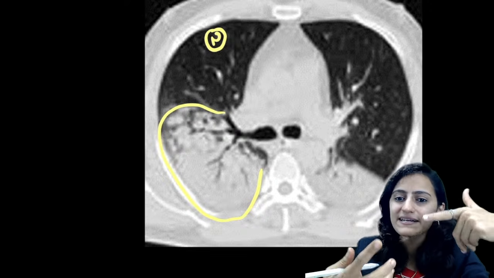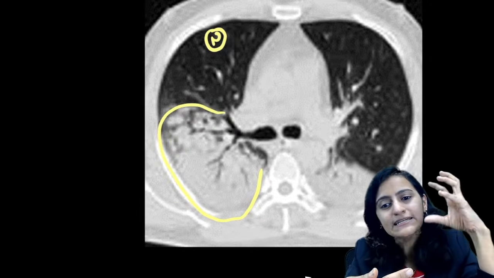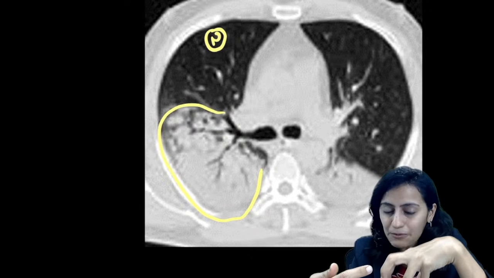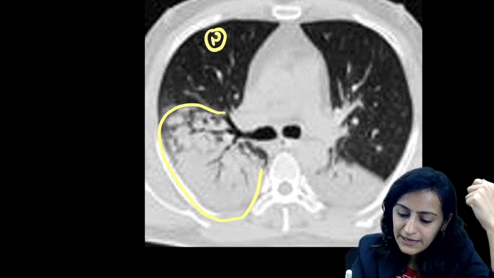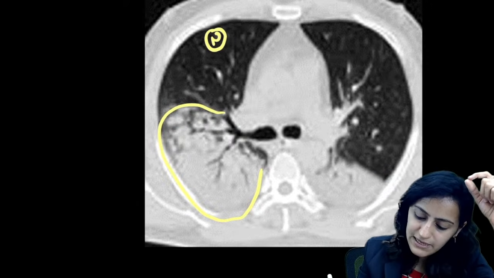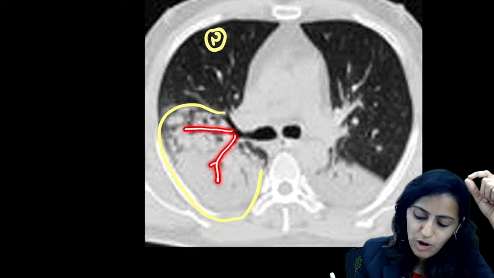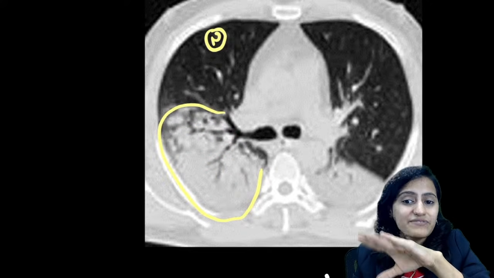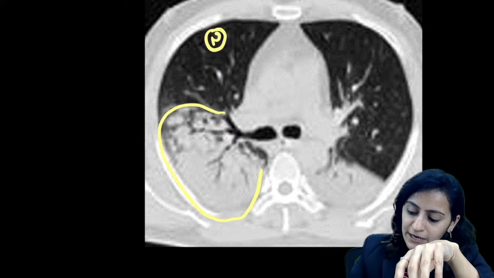Normal lung contains air. Air is black on CT. So normal lung should be black. The white lung is the abnormal lung. Now, what we see through this abnormal lung are these black bronchi. These are not the vessels. These are the bronchi.